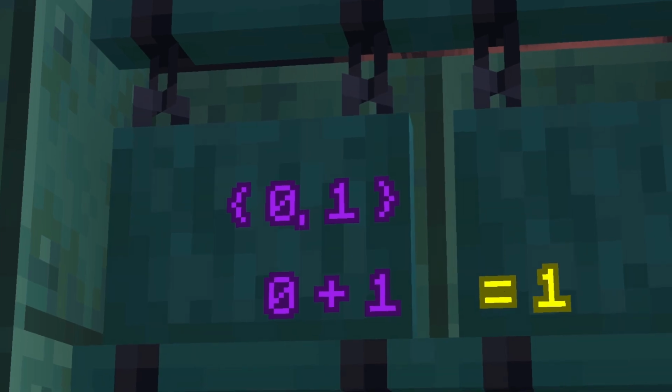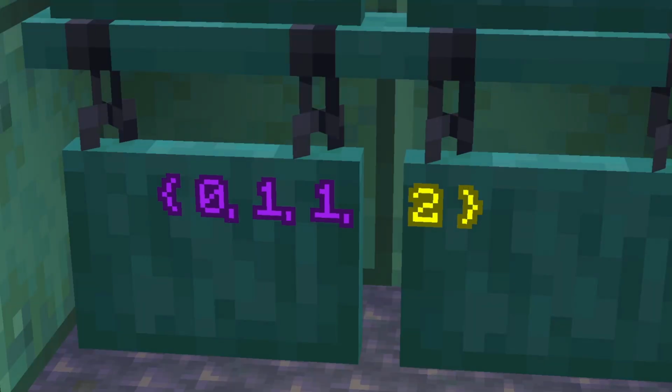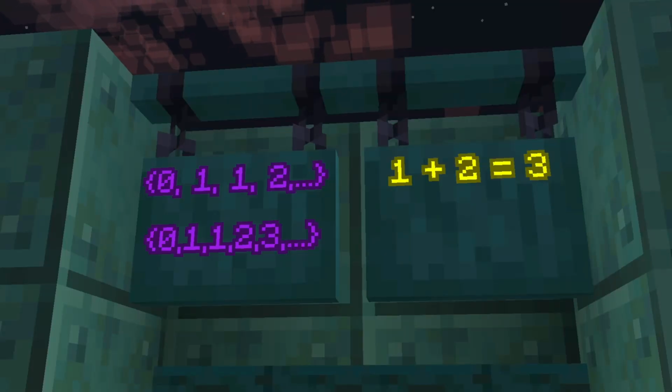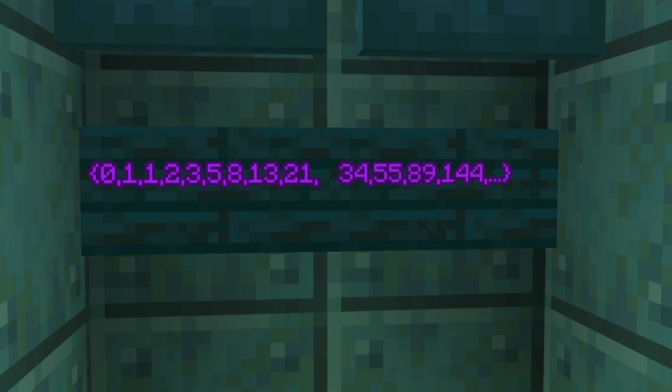0 plus 1 is 1, so the third term is 1. To get the fourth term, we add the last two numbers. 1 plus 1 gives us 2, so our fourth term is 2. We follow the same pattern to get the fifth term. The last two terms are 1 and 2, and their sum is 3, so our fifth term is 3. Here's the sequence up to 13 terms.